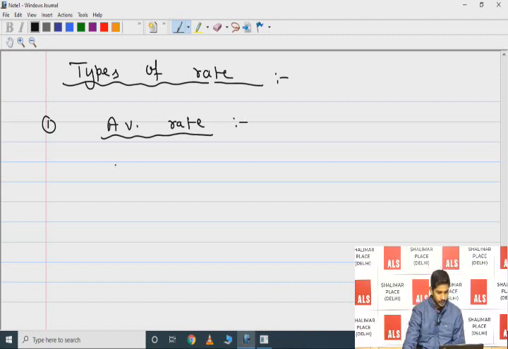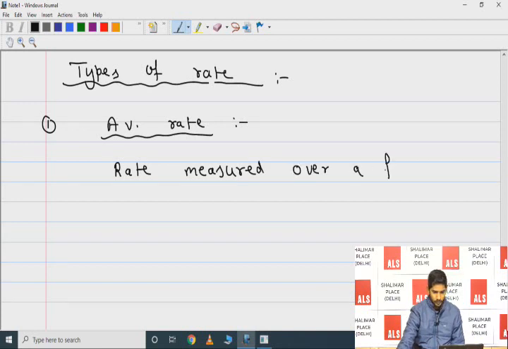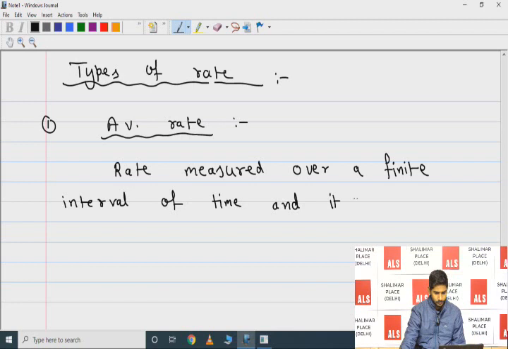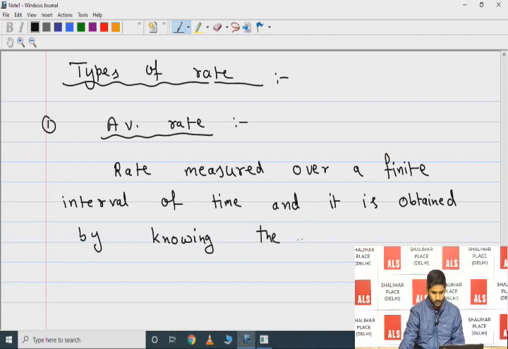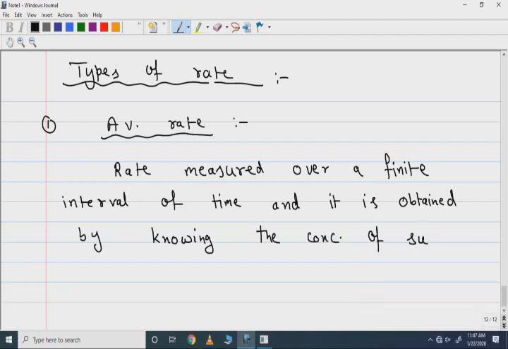Okay. So what can we say, you can copy this one with me: rate measured over a finite interval of time, and it is obtained by knowing the concentration of substance at two different times. Okay, copy please.